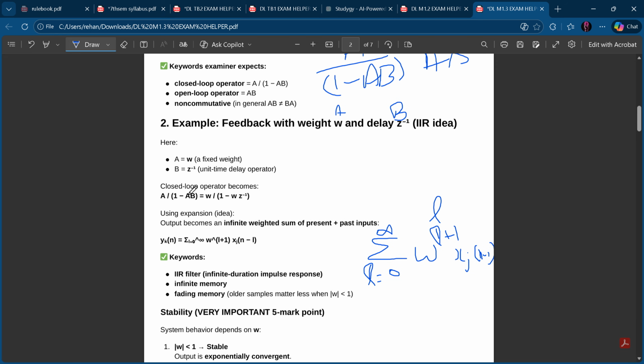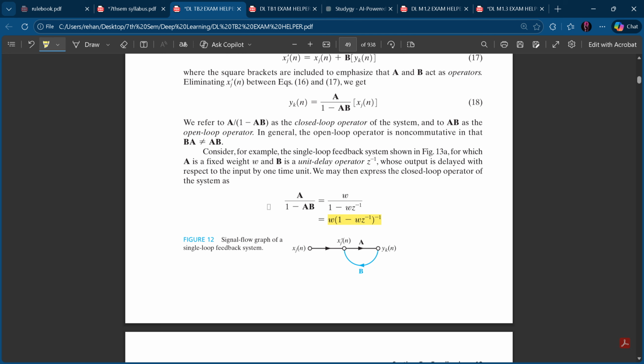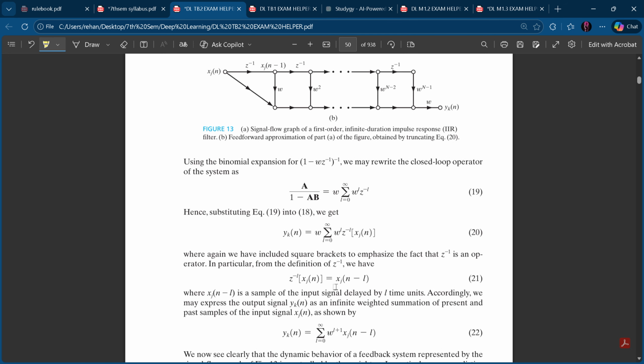So the actual formula. We understood about the loop, what is a closed loop, but we also have to talk about the output, what the output converts into. So the output converts to the summation of L equals 0 to infinity, W to the power of L plus 1 into xj of n minus 1. You can see over here, this is the actual formula you have to remember. This is the final formula.